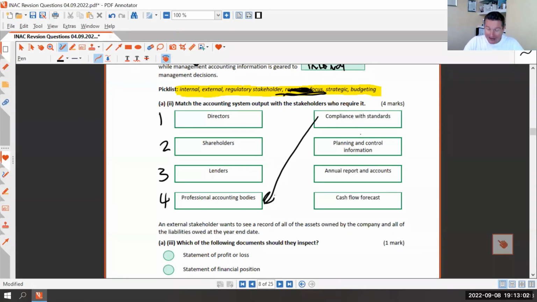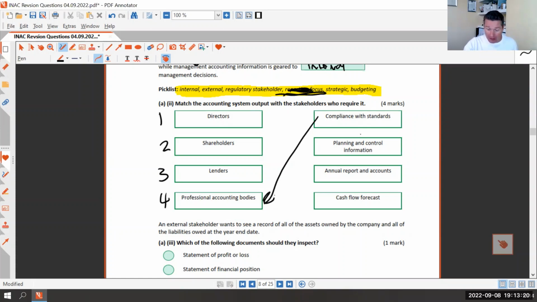So the next one, planning and control information. That comes out of our accounting systems. Who would be interested in seeing that out of 1, 2, 3, and 4? And you think, well, we've now identified 4, so 1, 2, and 3 could be an option.